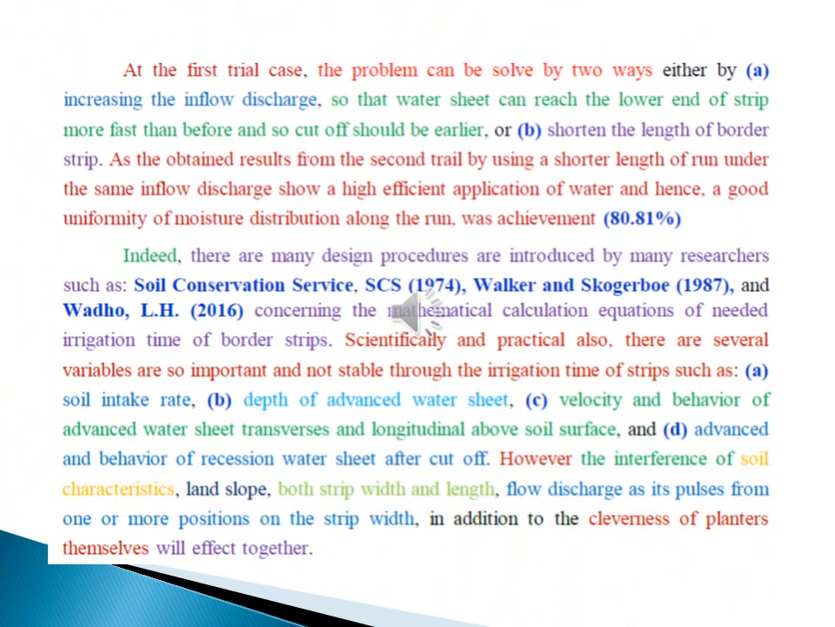Note, my dear, for conclusion, it is noticed that in the first trial case, the problem can be solved in two ways: either by increasing the inflow discharge so that the water sheet can reach the lower end of the strip faster than before and so cut off earlier, or by shortening the length of the border strip. Indeed, there are many design procedures introduced by many researchers, such as the Soil Conservation Service (SCS), Walker and Skogerboe, and others, concerning the mathematical equations of the needed irrigation time of border strips.